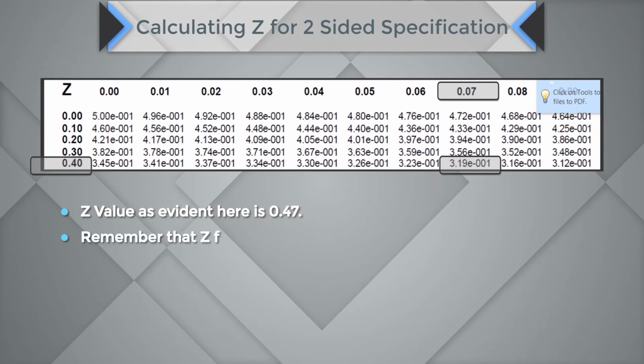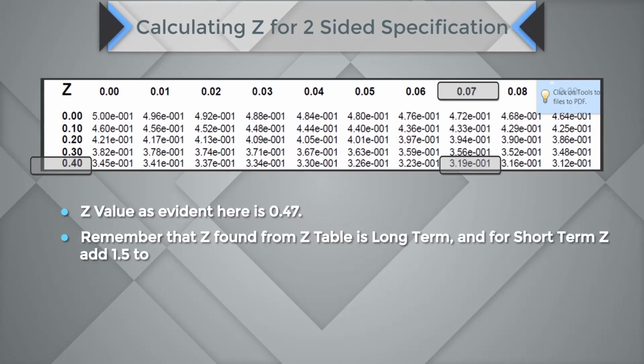Remember that the Z score found from the Z table is the Z long-term score. For short-term Z, add 1.5 to the Z long-term. So Z short-term equals Z long-term plus 1.5. Z short-term equals 0.47 plus 1.5, which is 1.97. So you can say that my long-term capability is 0.47, while my short-term capability is 1.97.